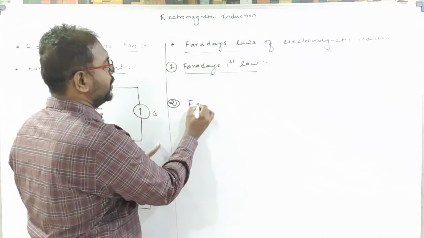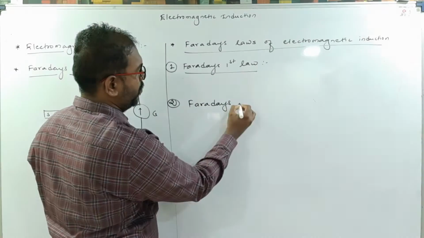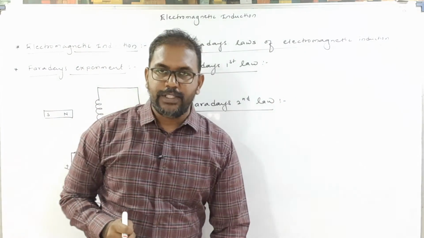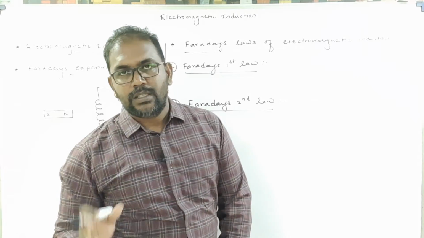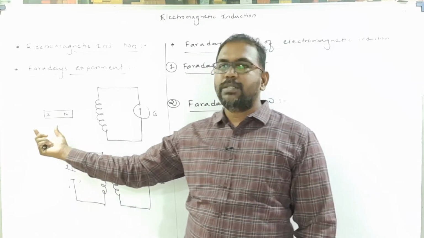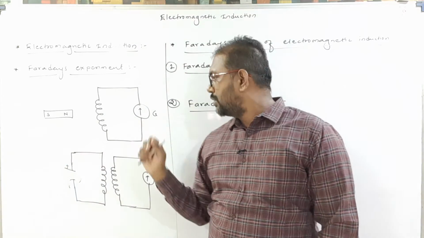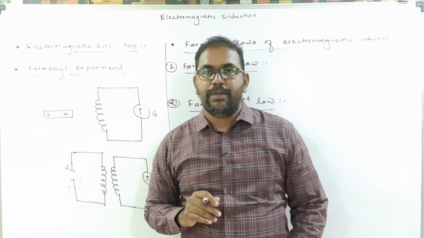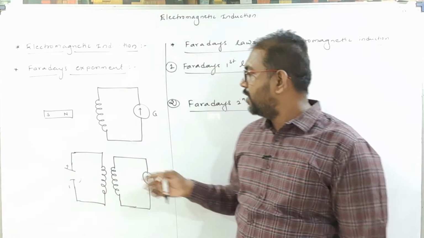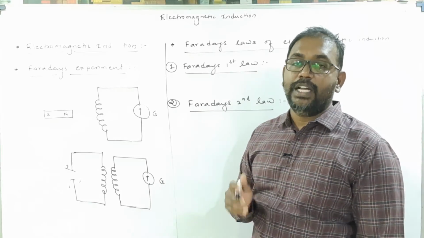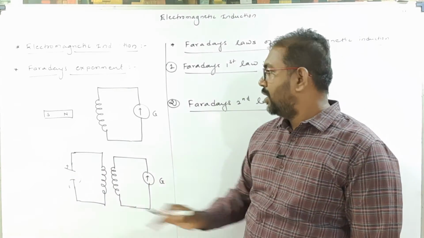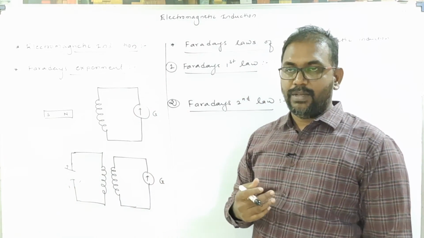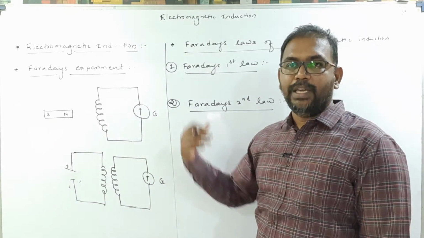Second law, Faraday's second law. Faraday's second law gives the magnitude of the EMF induced. How much EMF is induced? Listen. For that, let me explain the experiment again. When we move this magnet slowly to and fro, we can see some EMF or current induced here. But as we increase the speed of the magnet, we observe more deflection in the galvanometer, meaning more current. So the EMF induced, or the current induced, depends on the rate of change of magnetic flux. The more the rate of change of magnetic flux, the more the EMF induced.